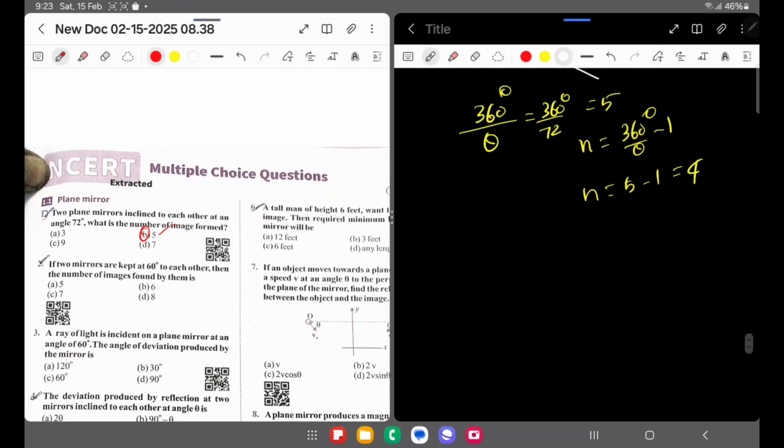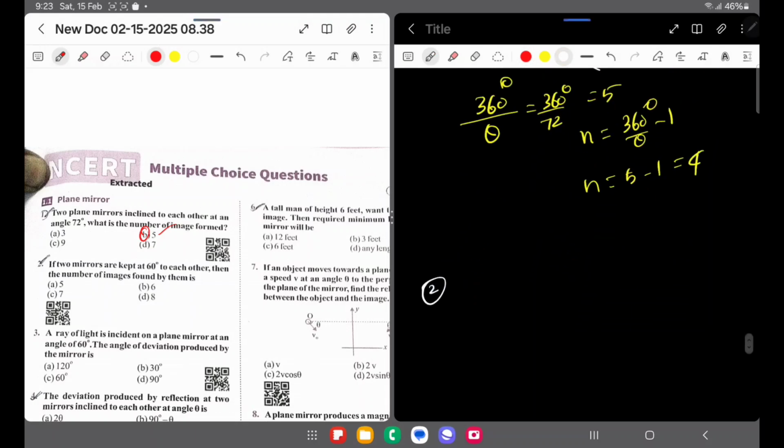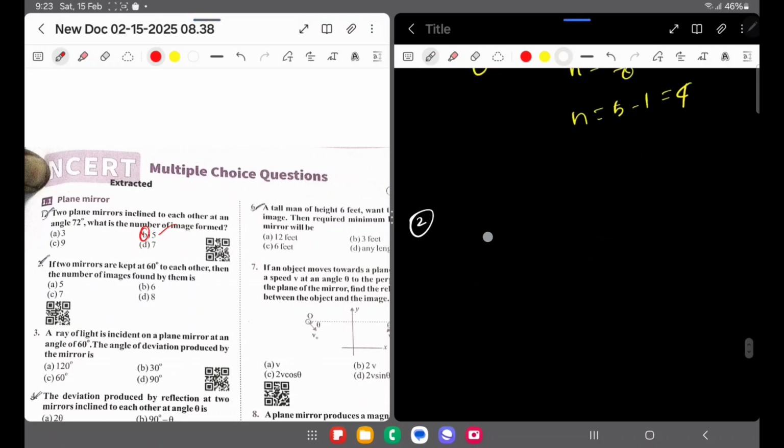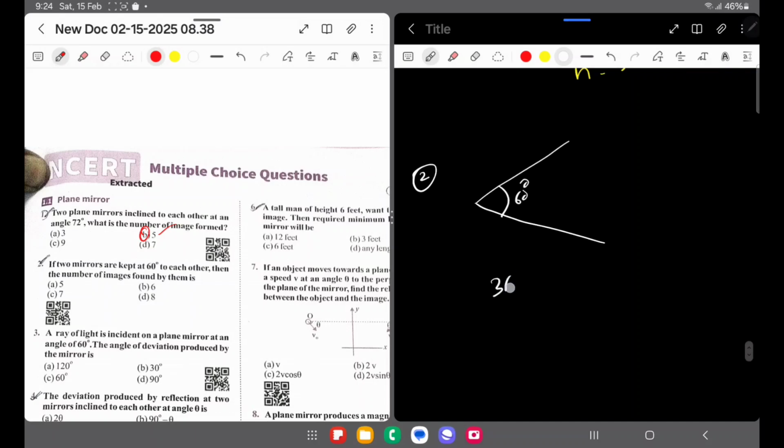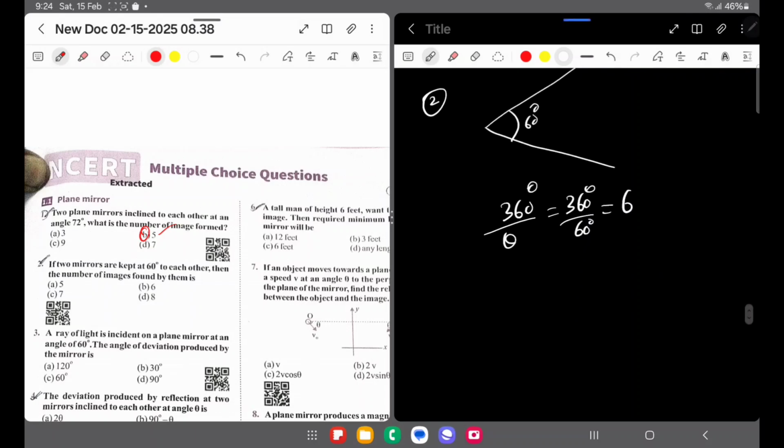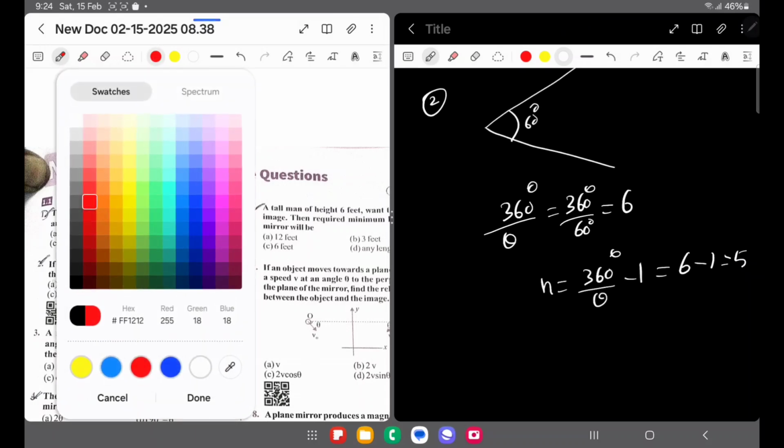Okay, now look at the second question. If mirrors are kept at 60 degrees to each other, the number of images formed, again use the same formula, 360 by theta. Try to calculate this quantity first. 360 by 60, you get 6. 6 is an even number. If the 360 by theta value is an even number, the number of images formed can be calculated by using this formula simply: 6 minus 1, 5. So 5 should be the answer then.